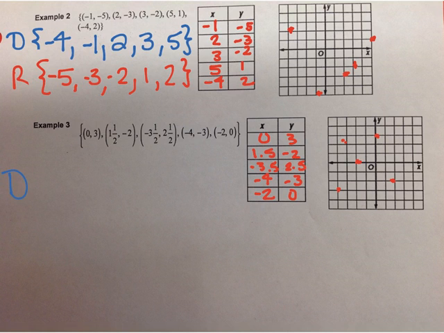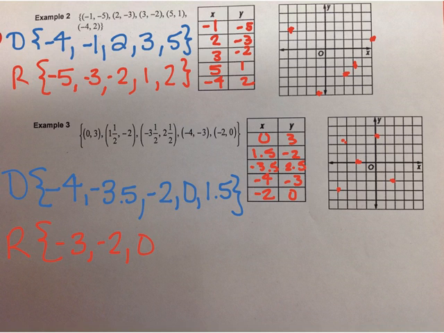So once again, the last thing that I need to do is list my domain and my range. So my domain is going to be from least to greatest. I'm going to have negative 4, negative 3.5, negative 2, 0, and 1.5. Once again, my range is all my y values. So I'm going to list negative 3, negative 2, 0, 2.5, and 3.